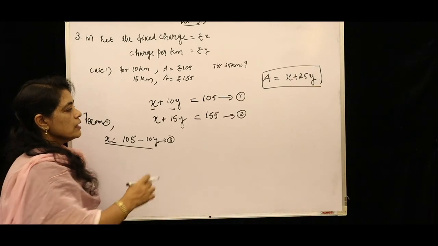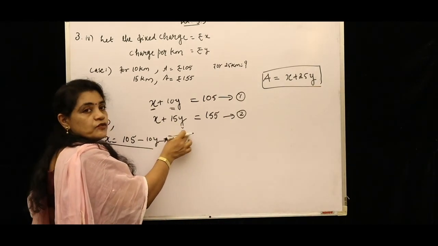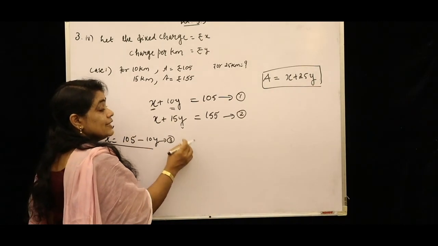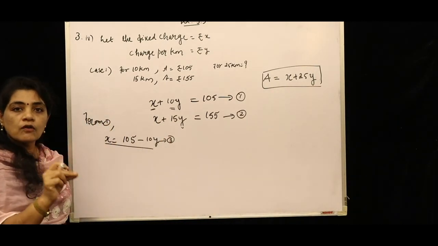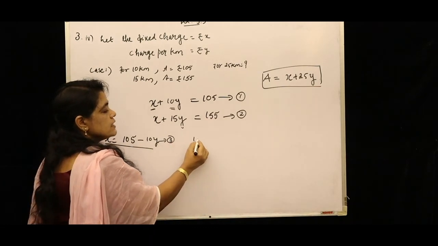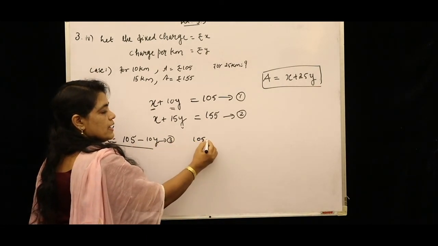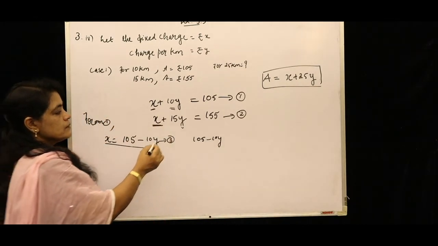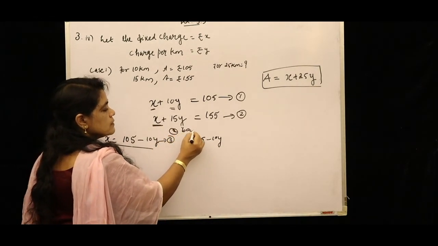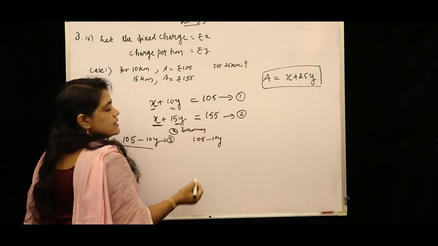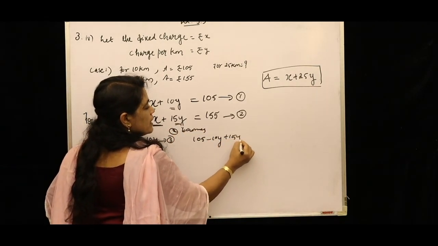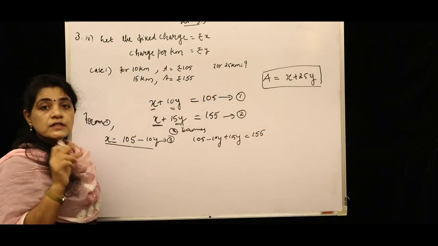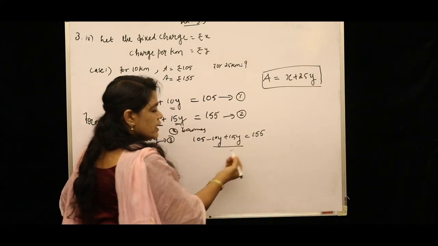We have equation 2 as x plus 15y. We now have the value of x in terms of y, so we substitute 105 minus 10y for x. Equation 2 becomes 105 minus 10y plus 15y is equal to 155. See here, it reduced into a linear equation in one variable.